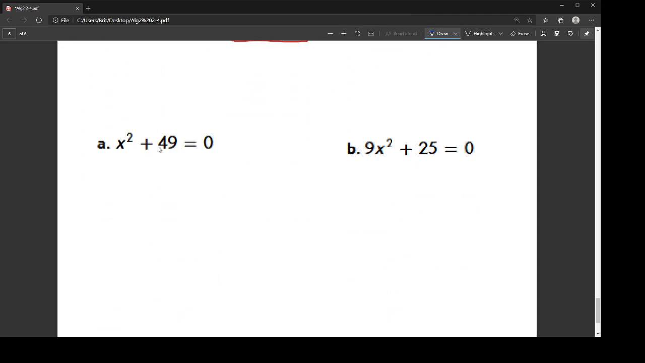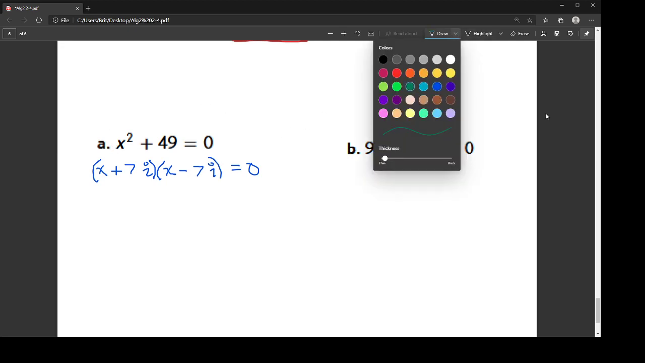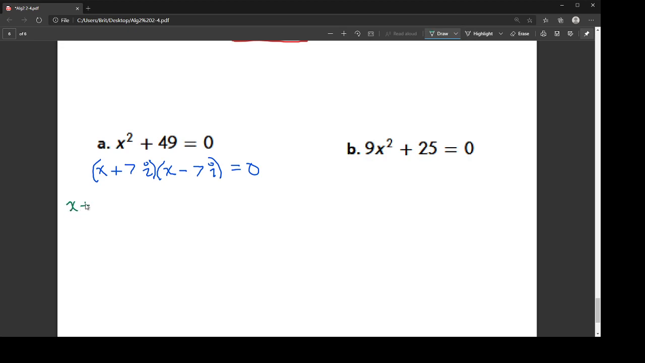Alright, so in this example, again we have a sum of squares. So I break it into two sets of parentheses. Make sure that this equation is set equal to 0 or you're going to be messed up. You're going to have a plus and a minus, and then an i in the back. So the square root of x squared is x, and the square root of 49 is 7. And then I need to use my zero product property and set each of those equal to 0. So I have x plus 7i equals 0, and x minus 7i equals 0.